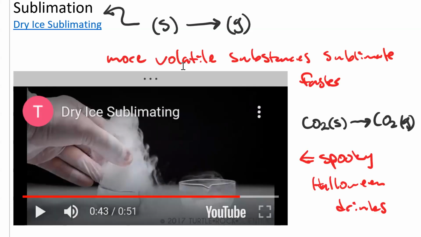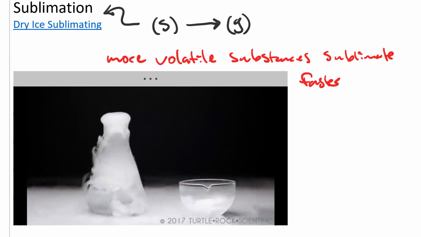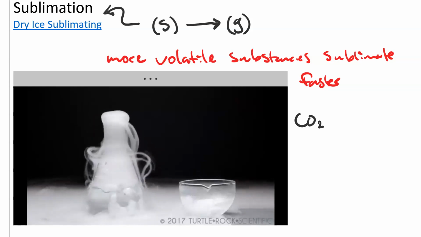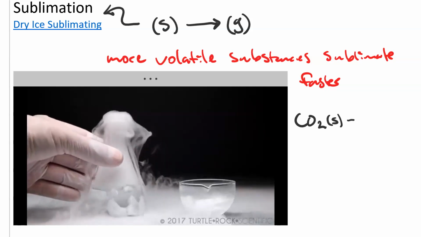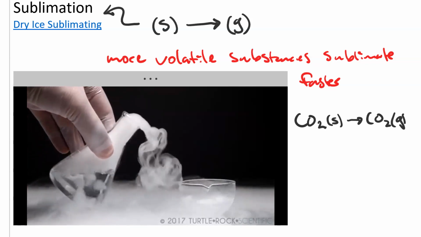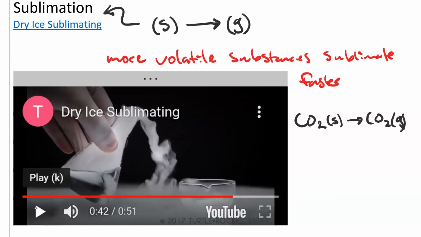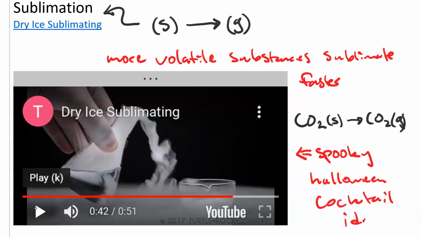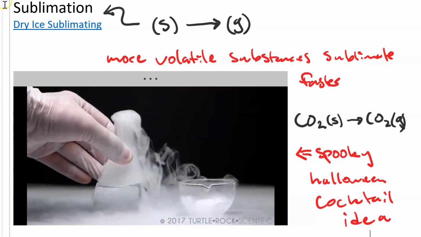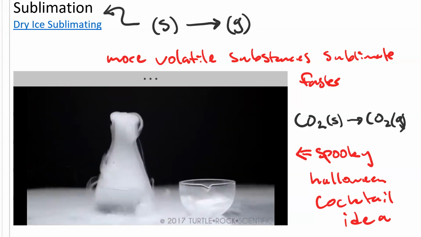That's sublimation. And we say the more volatile a substance is, the faster it sublimates. In this case, we've got CO2 solid, that's the dry ice, becoming CO2 gas. And look at that. Imagine serving cocktails with dry ice for Halloween.